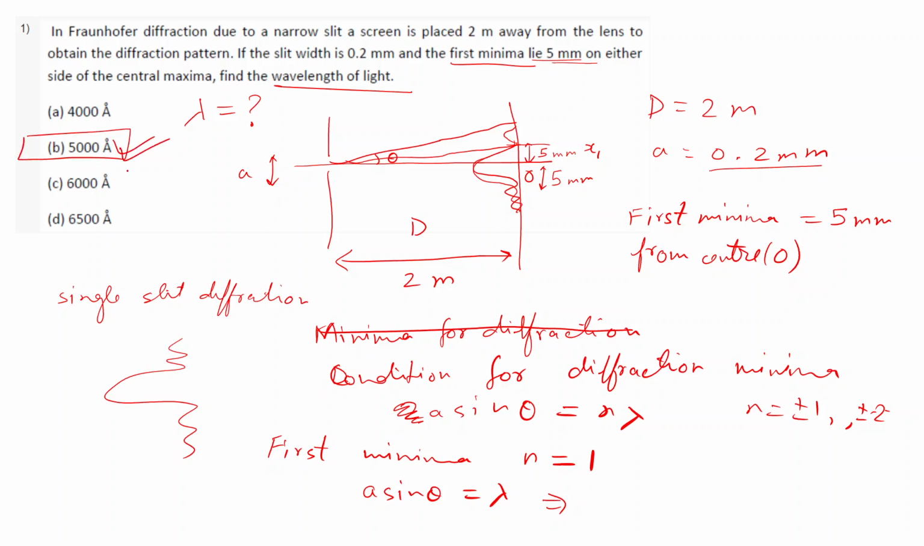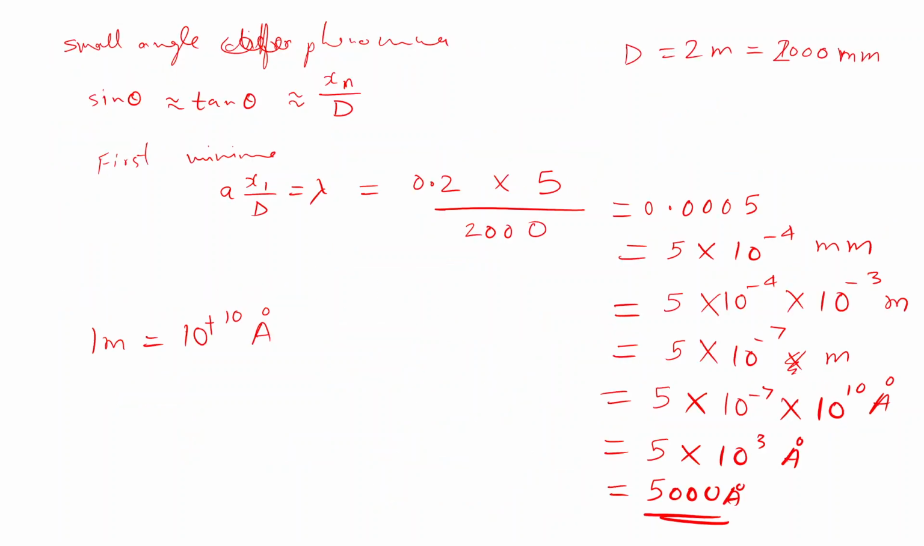So B is the correct answer, option B. It's very straightforward. Just make this diagram, write down all the values that we have been given, and think which formula we should use. Here we needed the diffraction minima condition, and after that just some mathematics, and also keep in mind to keep the same unit, and then we'll get the answer.